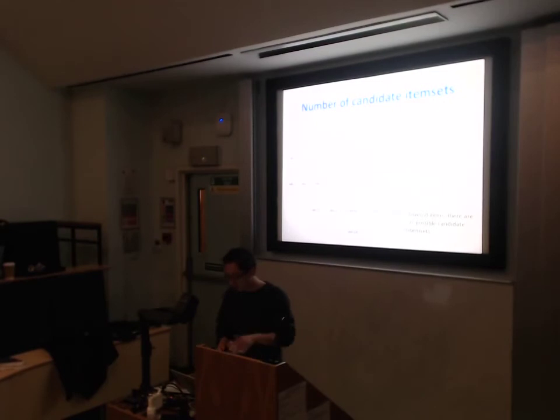Here, to get an idea about the number of candidate item sets we could generate, suppose you have these items, A, B, C, D, E. This is basically all the possible item sets you could generate.